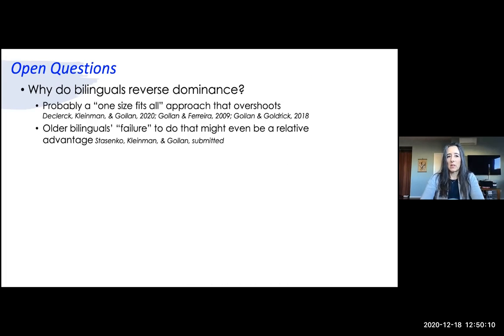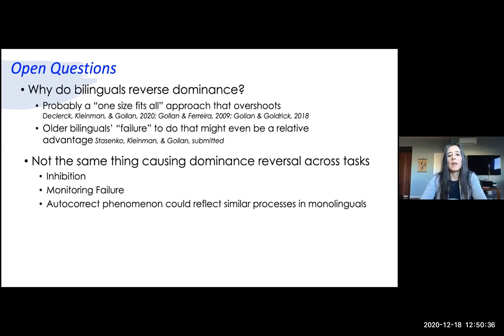Some open questions. So why do bilinguals reverse dominance? We think this is probably a one-size-fits-all approach that overshoots. And when you think about it that way, and we have some evidence that dominance reversal doesn't actually make you more efficient in those mixed task blocks, if you view it that way, the older bilinguals' failure to do that might actually be a kind of older-is-wiser effect. And then it's not the same thing causing dominance reversal in all of these tasks. We started out with the either-language naming benefit.